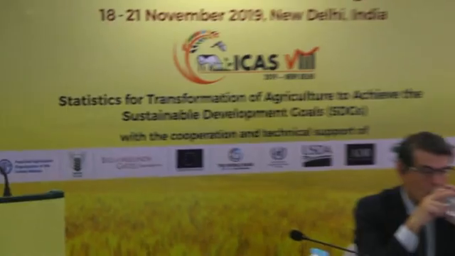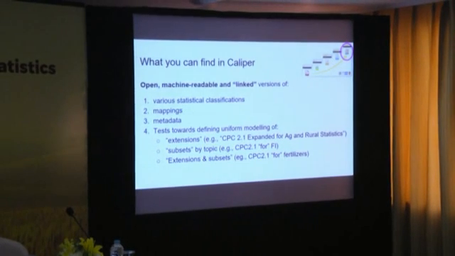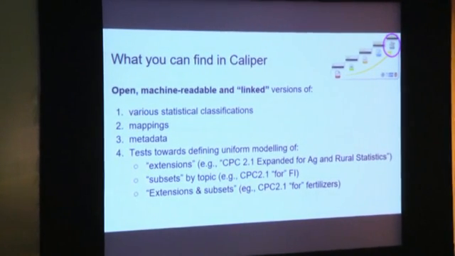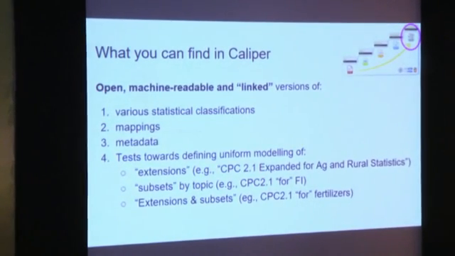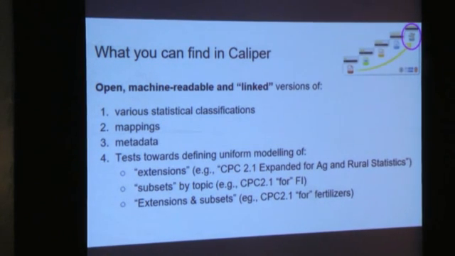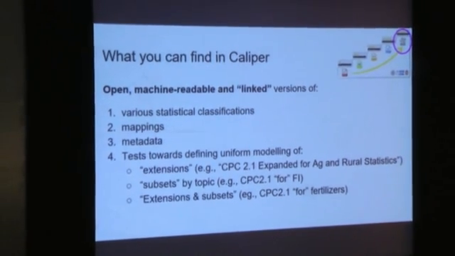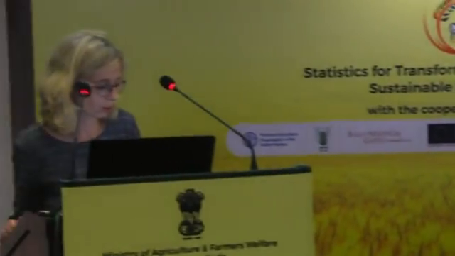In this case, the data is the classification codes, and the metadata would be all descriptive information around the classification codes. There are also some tests ongoing within Caliper towards defining uniform modeling of, for instance, extensions. You may know about the CPC 2.1 extension for agricultural and rural statistics, which is an official annex to the CPC that resulted from a contribution of FAO to CPC 2.1, but for the moment this is only published as a PDF. Here in Caliper, it is available in interoperable format. So this is basically an entry point in Caliper, and this is a list of the kinds of classifications that you can find in Caliper. For instance, ISIC Revision 4 is there, and a few different versions of CPC.